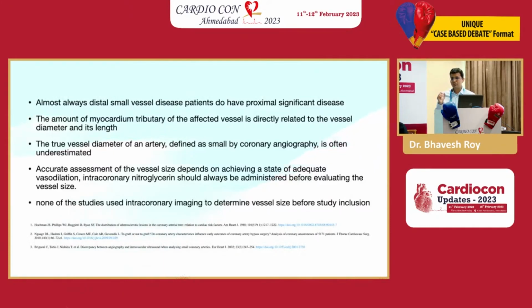Now, some facts about small vessel disease. Remember that whenever there is small vessel disease, it is more likely to have a proximal disease. And if the proximal vessels have small vessel disease, then the distal ones are also very likely to have it. It is usually a combination. It is very, very unlikely to have isolated small vessel disease in the PDA or PLV. It will usually be a subset of diffuse disease. The amount of myocardium tributary depends not on the diameter only, but also on the length of the blood vessel.